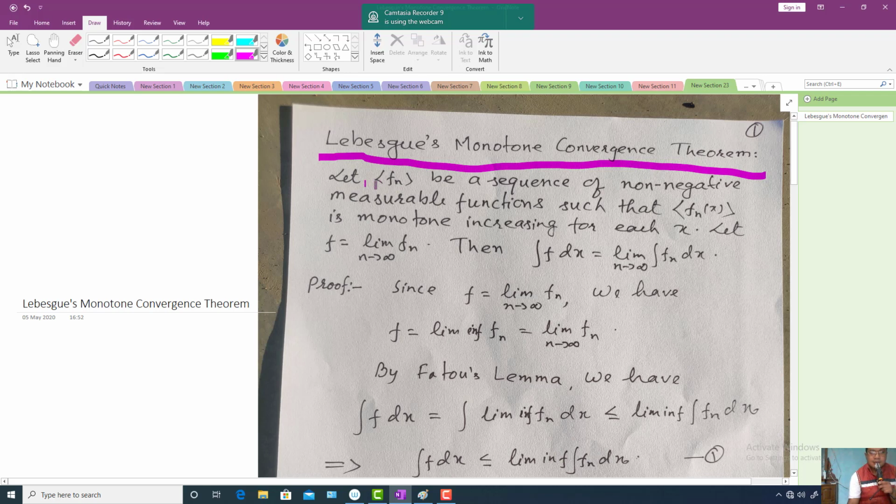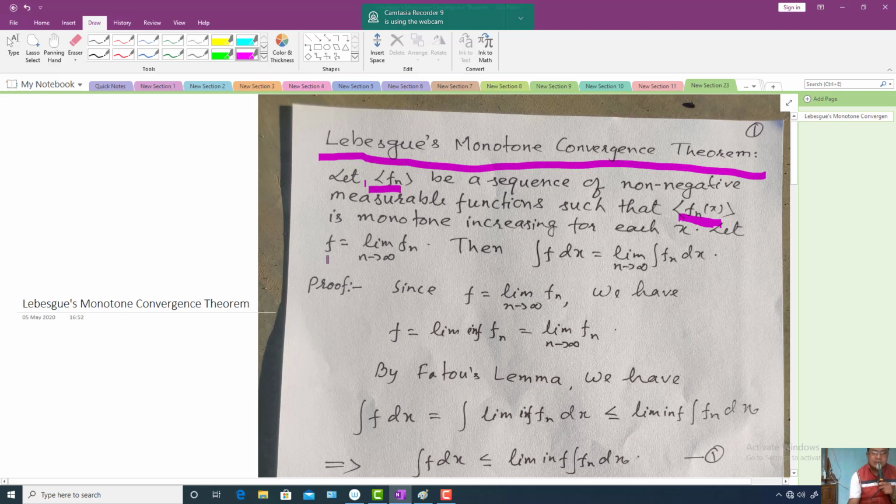Let fn be a sequence of non-negative measurable functions such that when you evaluate the functions at the point x, you get a sequence of real numbers. So this is a sequence of real numbers, and this is a sequence of functions. This sequence of real numbers is monotonic increasing for each x. That means f1 of x is less than or equal to f2 of x, less than or equal to f3 of x, like that. It is monotonic increasing.